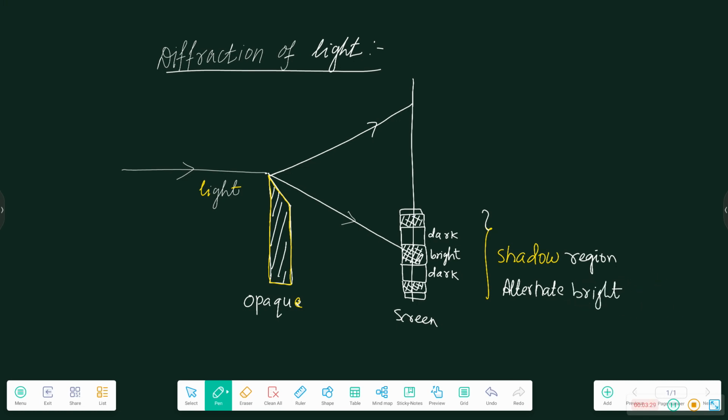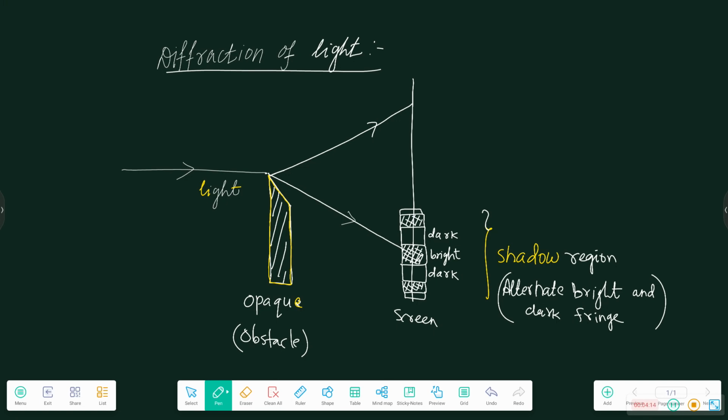Bright and dark spots, in other words fringes. So what you understood now is that in the shadow region you will have alternate dark and bright, like interference. Clear idea of what I told? The phenomenon in which light bends around the corner of an obstacle, this opaque object is also called an obstacle, is called diffraction of light. This is the phenomenon, this is the process.